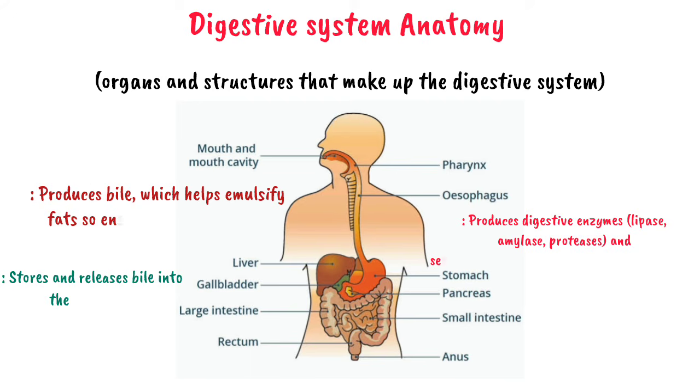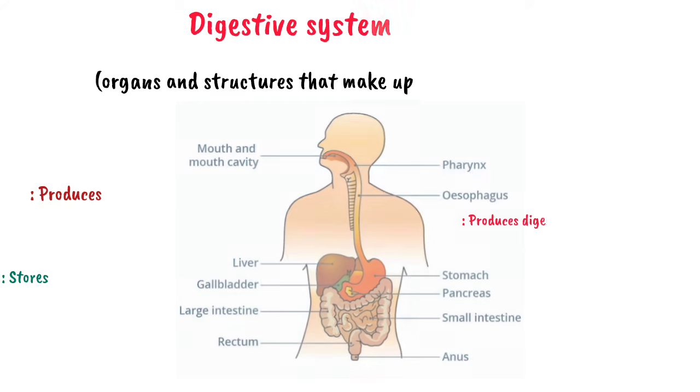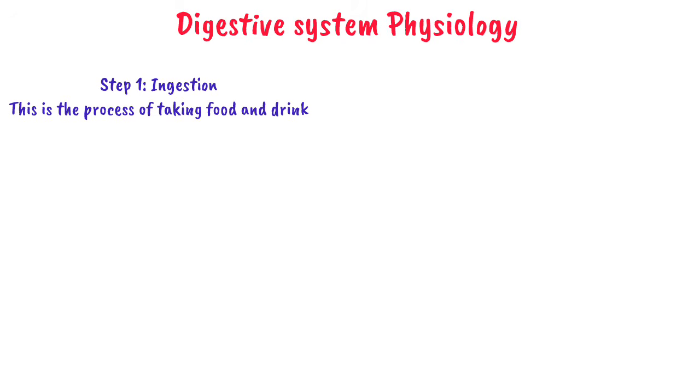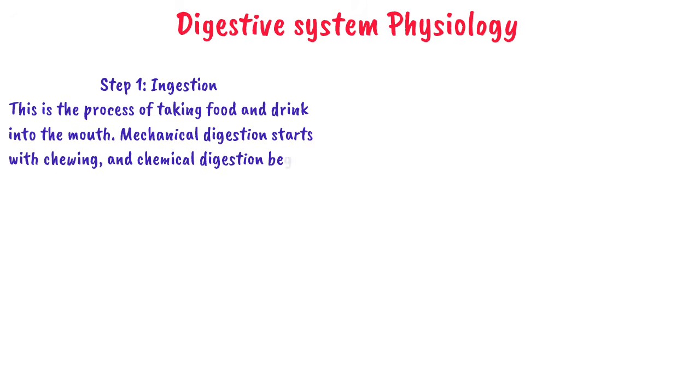So that is it for the anatomy of the digestive system. Let's move over to the physiology of the digestive system. So now that we have covered the anatomy of the digestive system, let's look at how the digestive system actually works step by step. So for step 1, we have ingestion, and this is the process of taking food and drink into the mouth. Mechanical digestion starts by chewing, and then chemical digestion begins with salivary amylase breaking down starch.